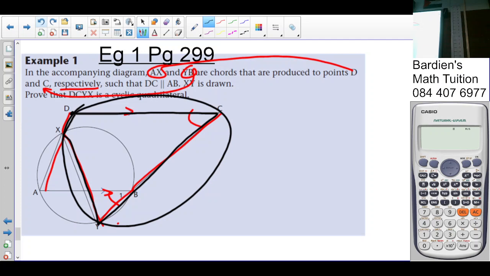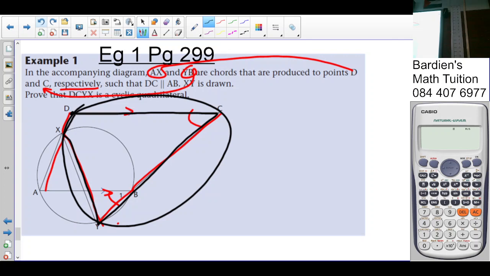Okay, firstly, we prove that equal angles subtended by the same chord, which is basically the converse of angles in the same segment. So equal angles subtended by the same chord. We're showing that the circle will go through the same chord. You all got that? Equal angles subtended by the same chord.